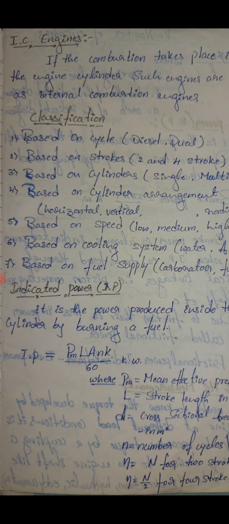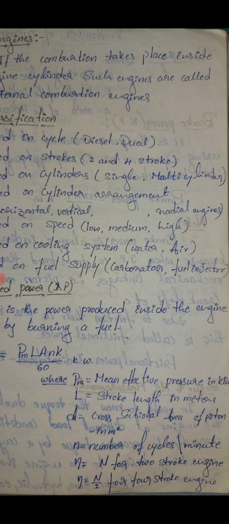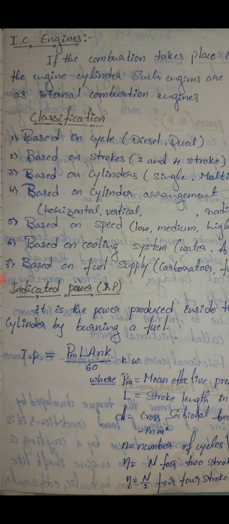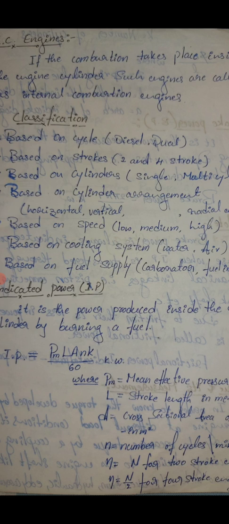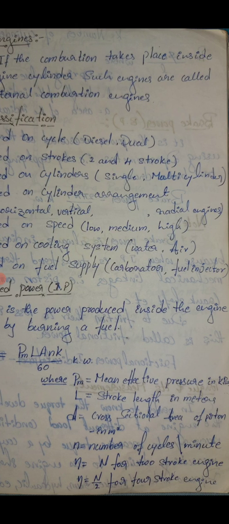So we have horizontal cylinder arrangements, vertical cylinder arrangements, and radial engines. If the cylinders are placed horizontal, then it is called the horizontal cylinder arrangement. If the cylinders are placed vertical, then they are called the vertical cylinder arrangements. If the cylinders are placed radially with a crankshaft at the center and a number of pistons are connected to the different cylinders radially, such engines are called radial engines.